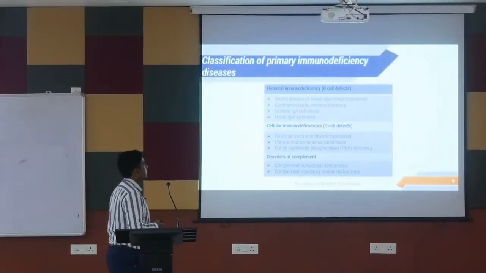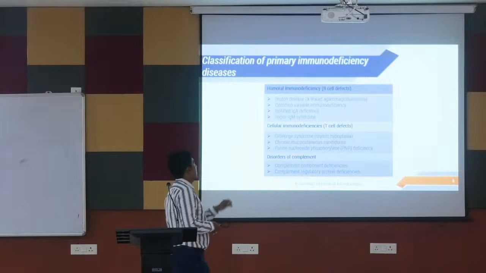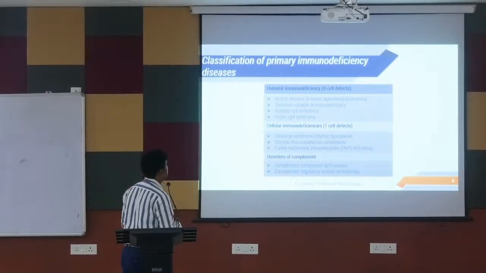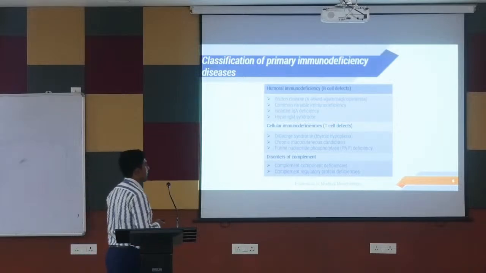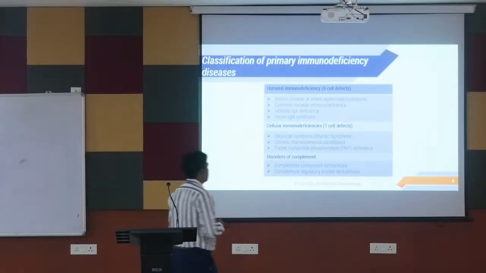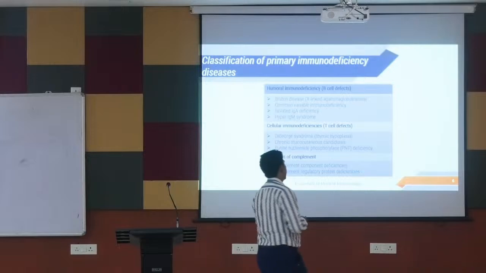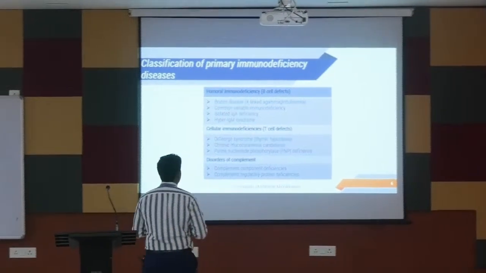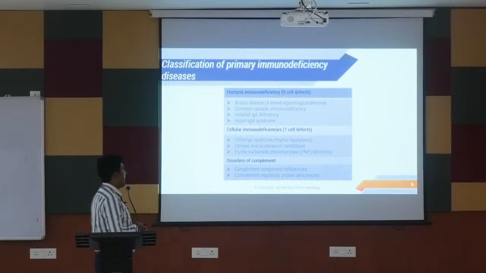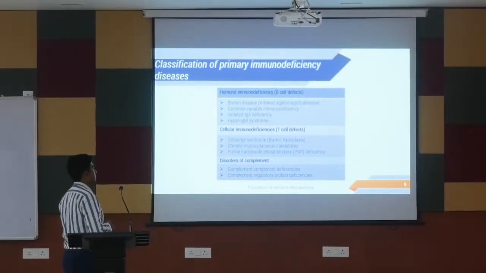Humoral immunodeficiency কি কি হয় মানে যেটা B cell defects এ Bruton's disease, X-linked agammaglobulinemia, common variable immunodeficiency, isolated IgA deficiency and hyper IgM syndrome. Cellular immunodeficiencies like the T cell defects: DiGeorge syndrome, thymic hyperplasia, chronic mucocutaneous candidiasis and purine nucleoside phosphorylase deficiency.